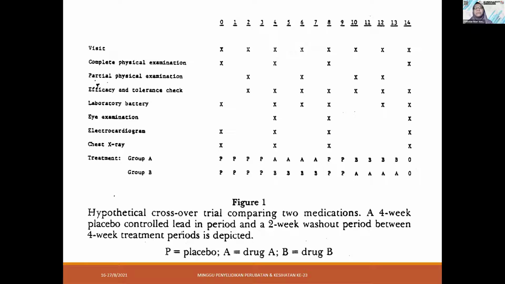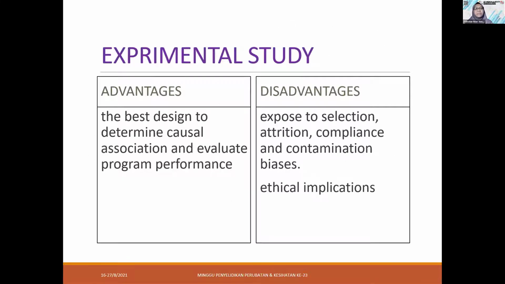Then it is how we tabulate, for sample, for example, what is their visit, what is their examination, and etc. This is one of the examples. So experimental studies also have their own advantages and disadvantages. This is actually the best design for determining causal association and evaluating program or treatment performance. However, it has disadvantages: it is exposed to selection bias, attrition, compliance, and contamination bias. And it also has a quite significant ethical implication.